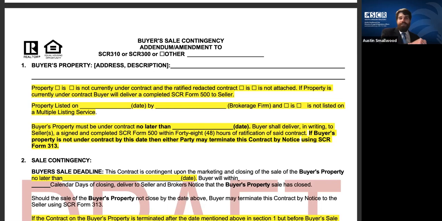So the next form is SCR Form 504. This is our buyer sales contingency. So this is the form that you use if a buyer needs to sell their current home in order to purchase the new home.